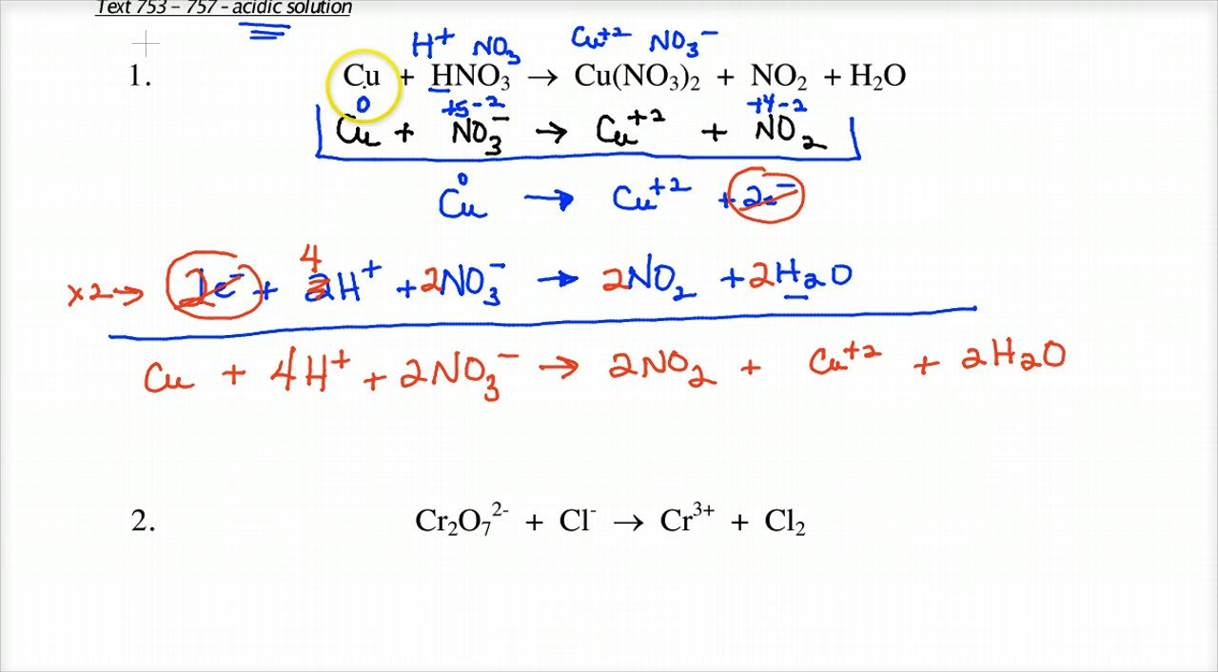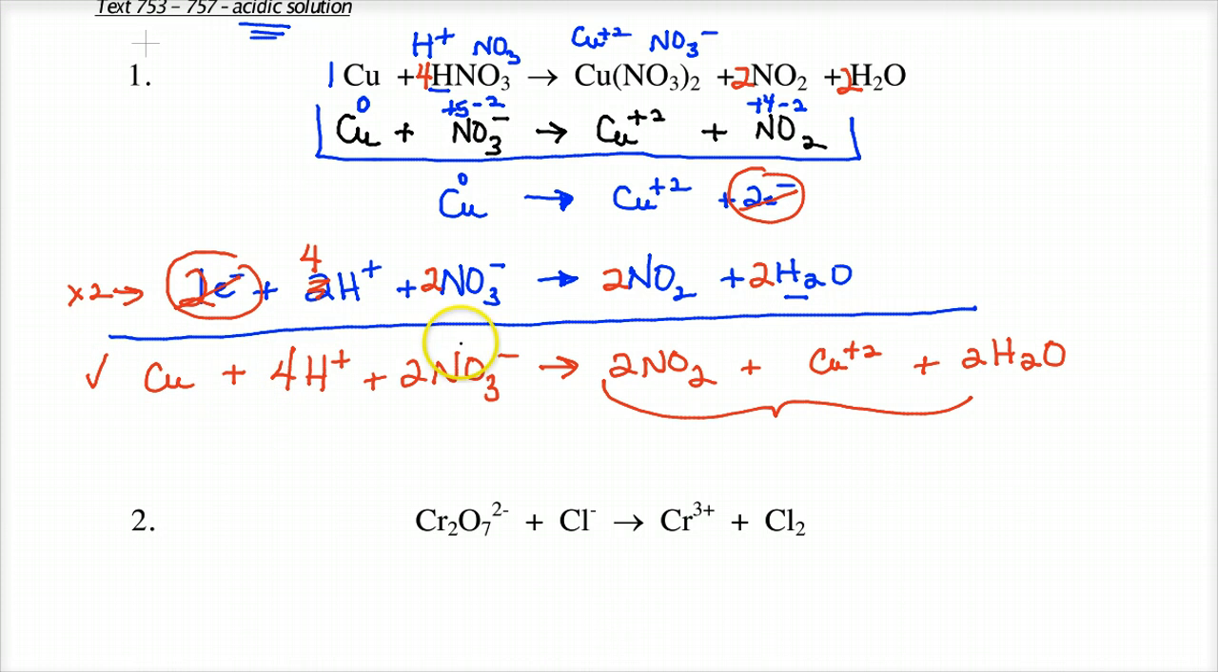Now, notice we have 1 copper, 4 H pluses. So let's put that 4 in there. 2 nitrates. Whoa, that would give me 4 nitrates. That doesn't seem to be jiving with me. I'll get back to that. 2 NO2s, 2 waters, 1 copper 2+. But there's no nitrates here. There's no nitrates in my correct balanced redox reaction.